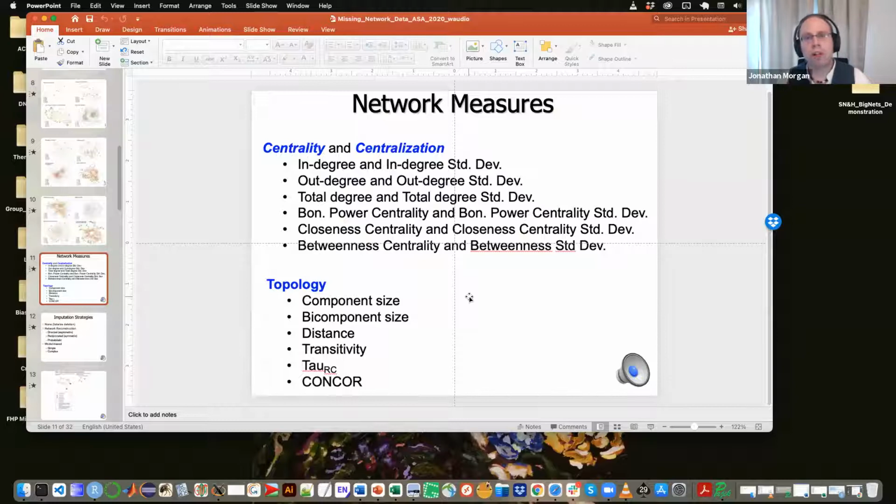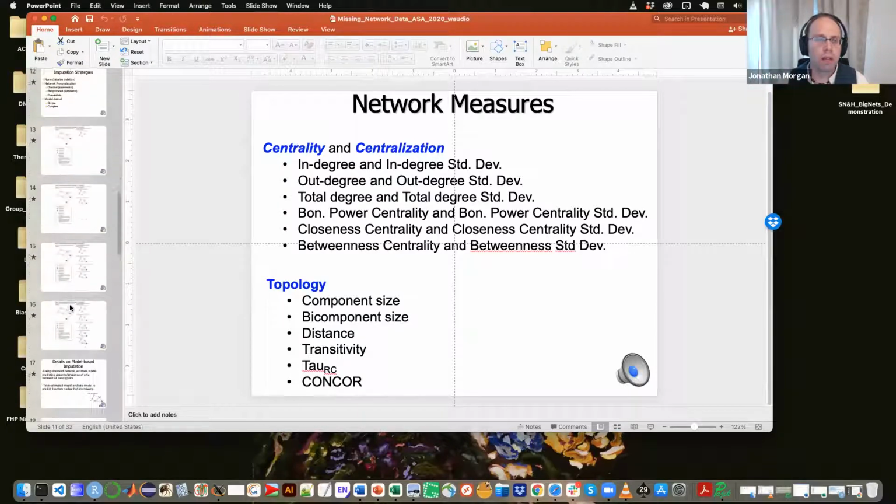Then to motivate the measures that we looked at: some degree-based measures, in-degree, out-degree, total degree, Bonacich centrality, closeness, betweenness, and the centralization of those things. We define those in terms of the variance across the scores. And topology measures refer to measures where we're looking at local structures.